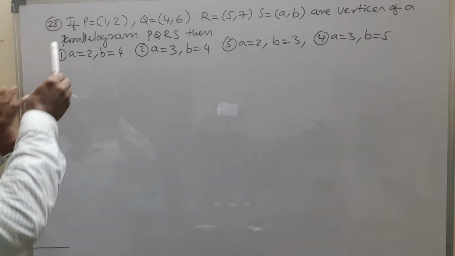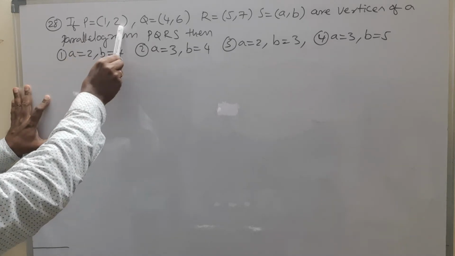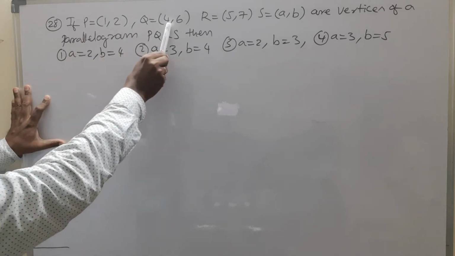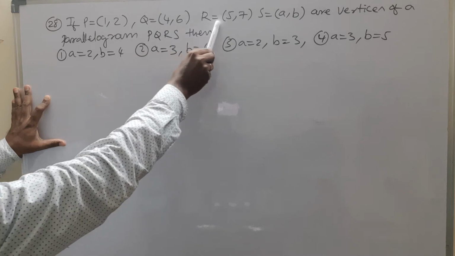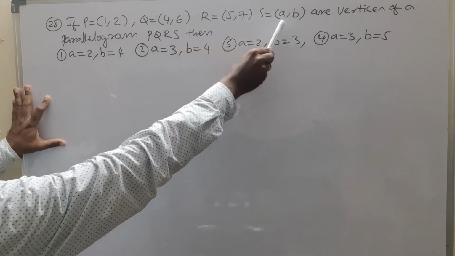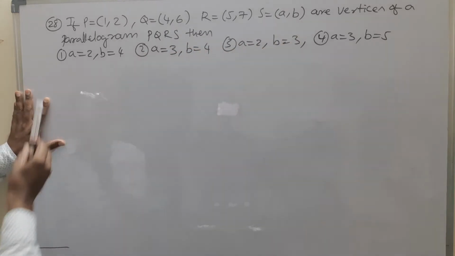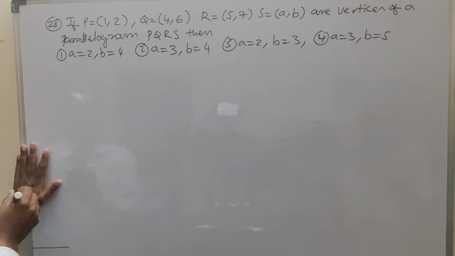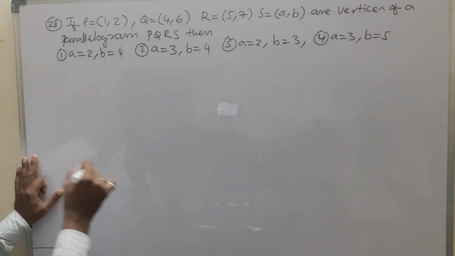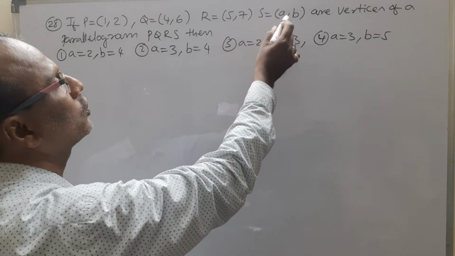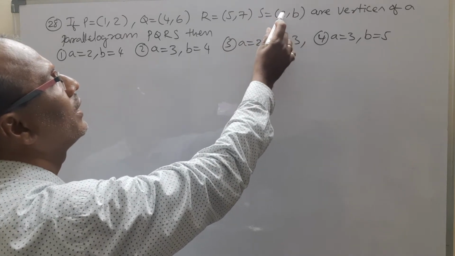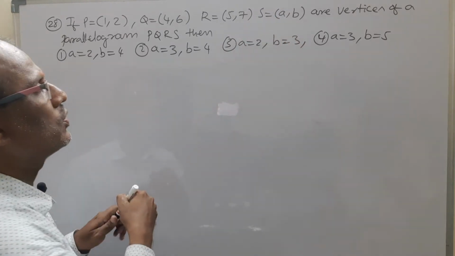Question number 28. If P equal to 1 comma 2, Q equal to 4 comma 6, R equal to 5 comma 7, S equal to a comma b are the vertices of a parallelogram PQRS. Here the four options are given. To find the fourth vertex S equal to a comma b, we need the a and b values.